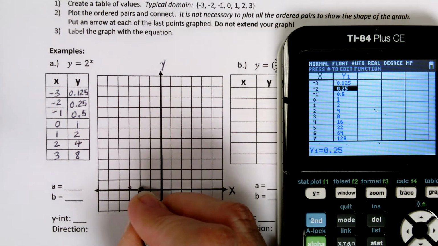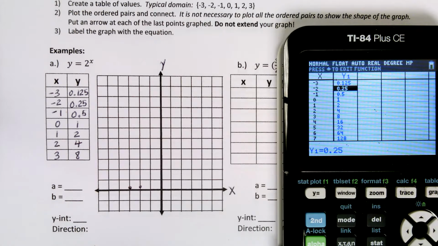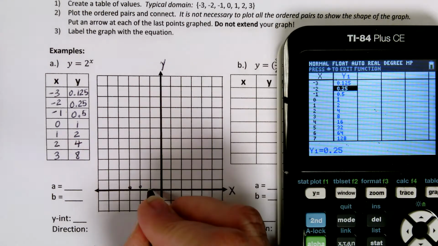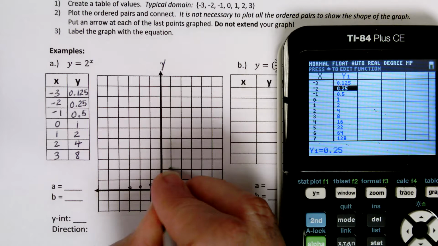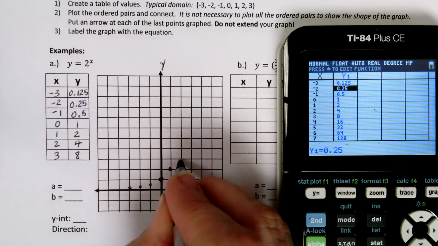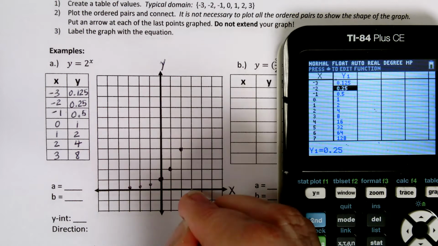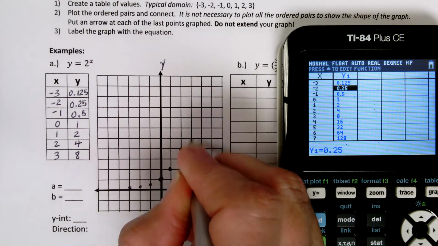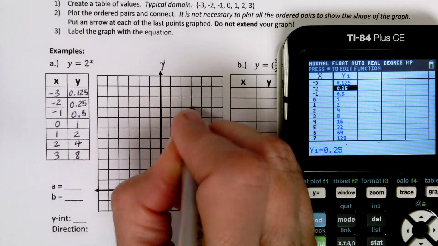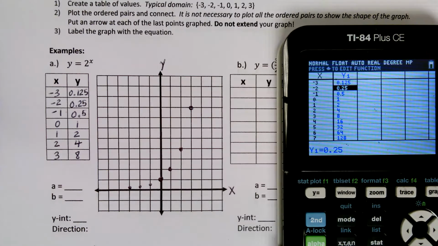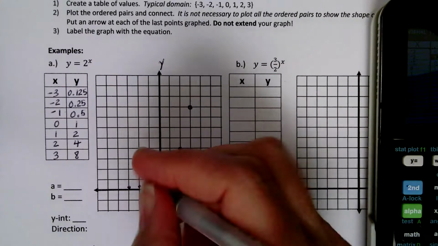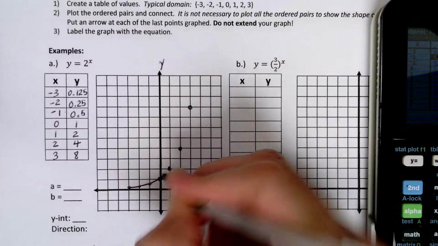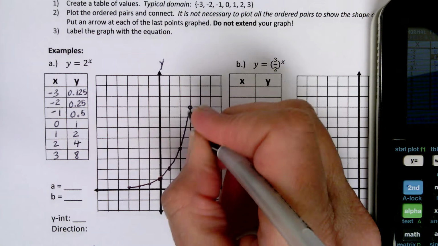So -2 for x, I'm going to be a little bit higher, not much higher. Then -1, 0.5 is midway, 1/2 of that box. 0, 1. Then 1, 2, 2, 4, and finally 3, 8: 4, 5, 6, 7, 8. And you notice the pattern is not a straight line, it is a curve. So we are going to connect the dots. Start at your one on the left and connect all the way to the right.